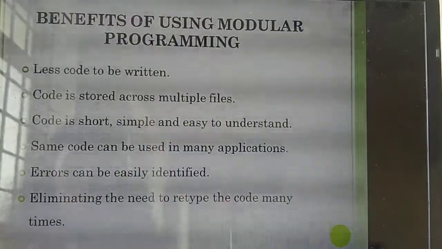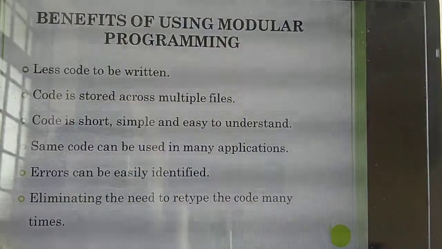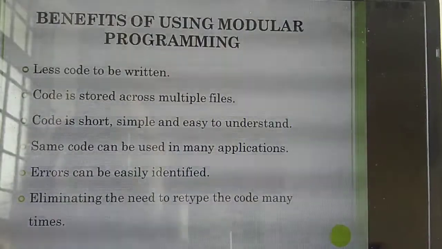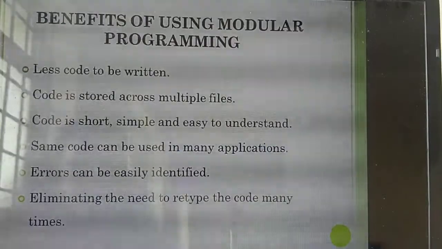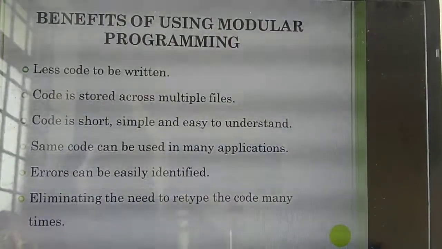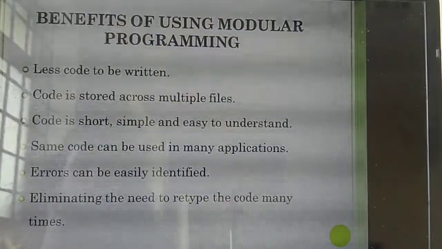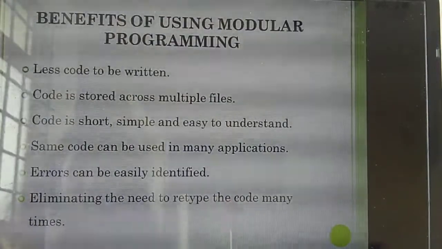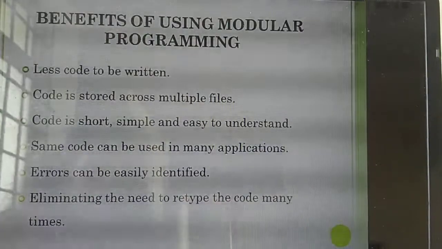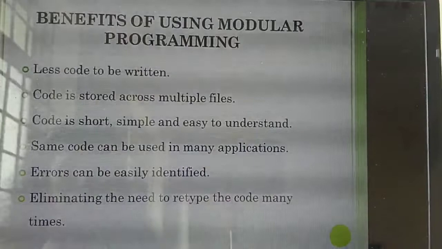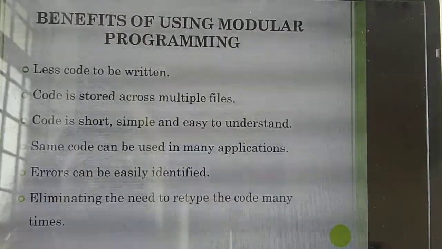Understand? Second, code is stored across multiple files. That I said first. For 200 lines of code, I am giving 20 lines, 10 lines. So the first code is stored in one file, the next person stores the next file. So multiple files you can store. The particular code is stored in multiple files. Understand now? Then next, code is very short, simple and easy to understand.